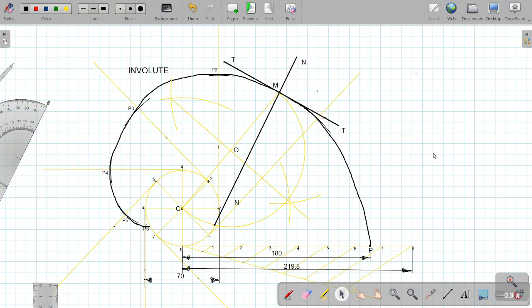So this completes the question in all respects, wherein we have drawn an involute to a circle where the length of the string was less than the perimeter of the circle. So hope you have understood the question. In the next class, we will see the case wherein the length of the string will be more than the perimeter of the circle. Thank you.